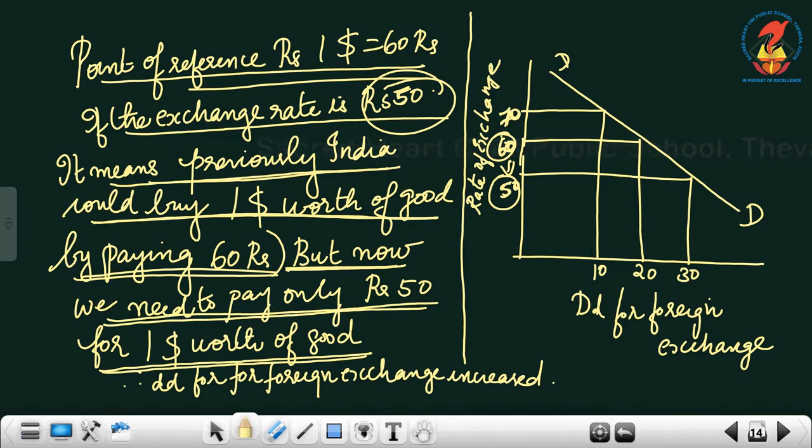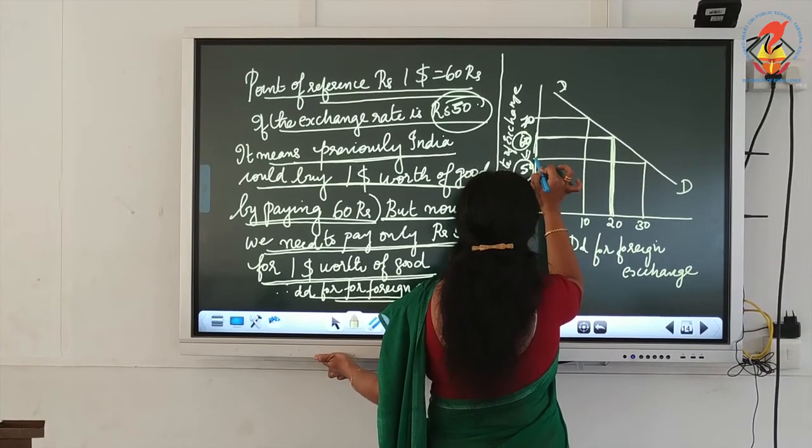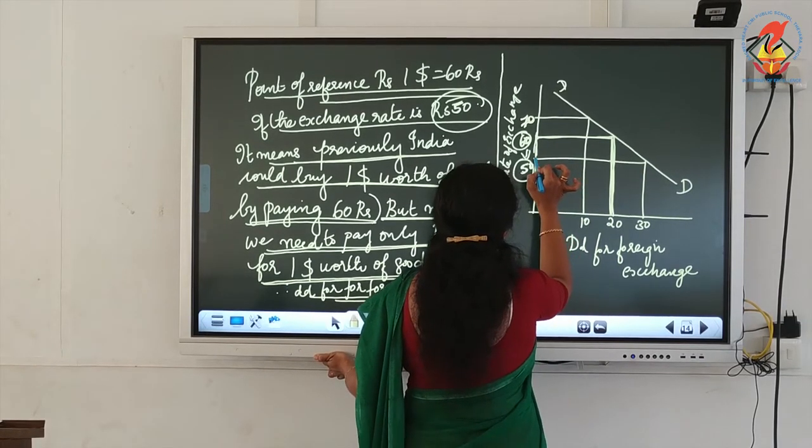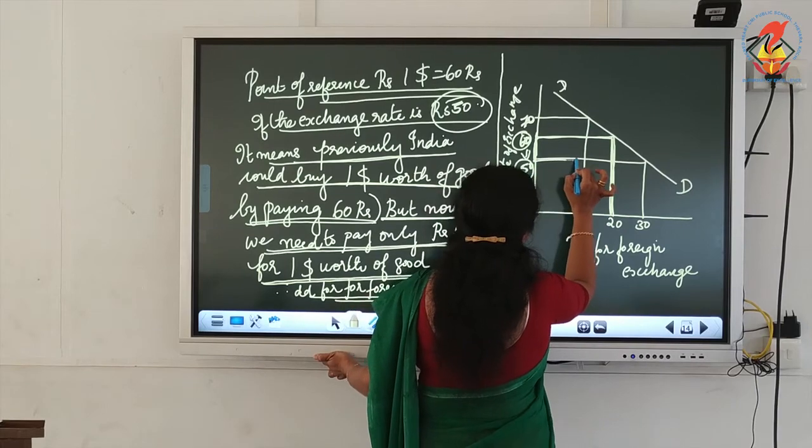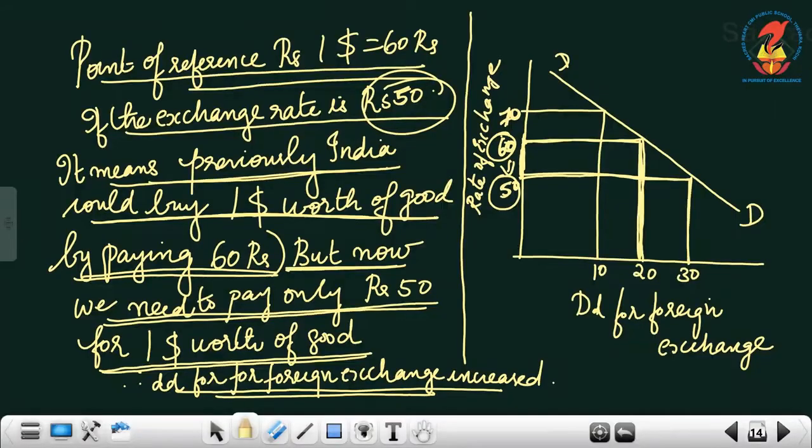So what happens? Demand for foreign exchange has increased. See that in the diagram, as the rate of exchange is rupees 60, the demand for foreign exchange is only 20. But when the price of the dollar has decreased from 60 to 50, the demand for the foreign exchange has increased to 30. Hence it is proved.